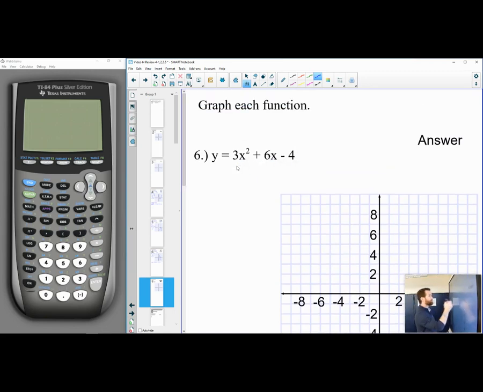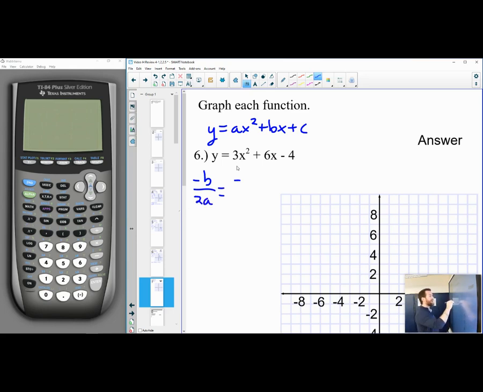We see standard form: y equals ax squared plus bx plus c. You don't have to write that down every time. I'm just sort of showing my thought process. To find the vertex, we know we have to do negative b over 2a. Let's see what that becomes.